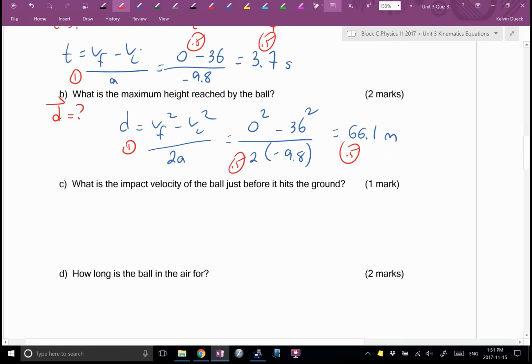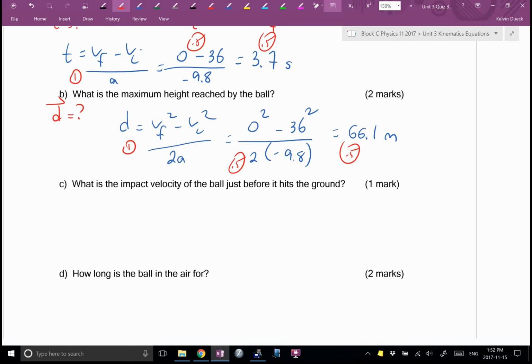Mr. Duke, I found C really tough. Mateo, how many marks is part C worth? How many marks was B worth? How many marks was A worth? How many marks was D worth? 2 marks usually means you've got to do some calculating. 1 mark, I'm usually hinting that you could do this without writing anything down, in your head.